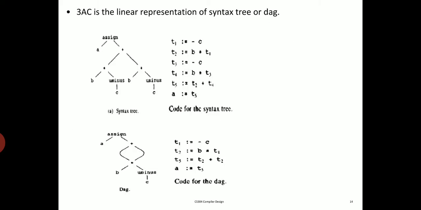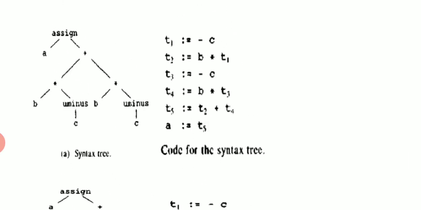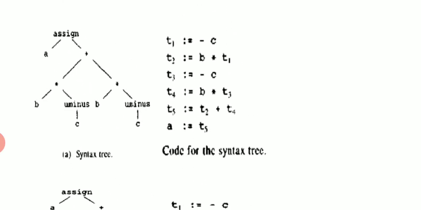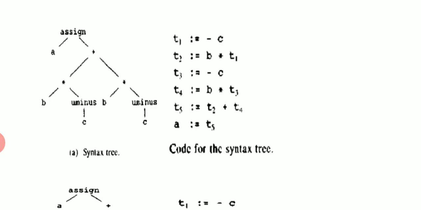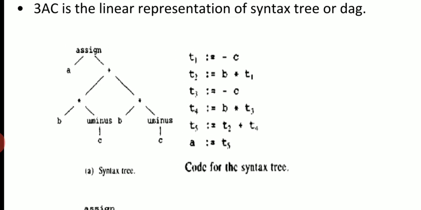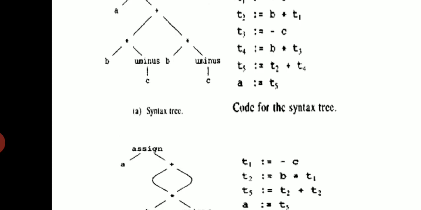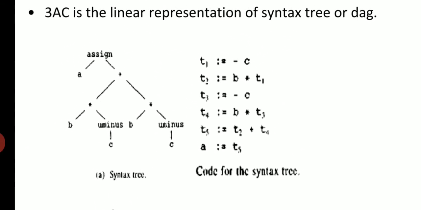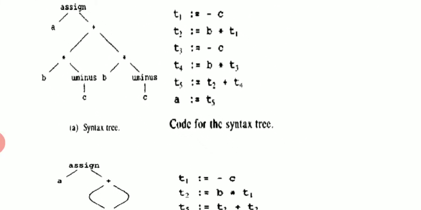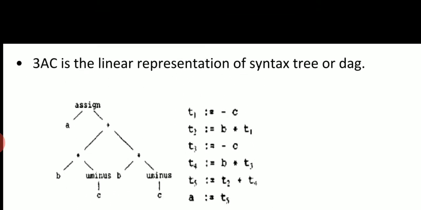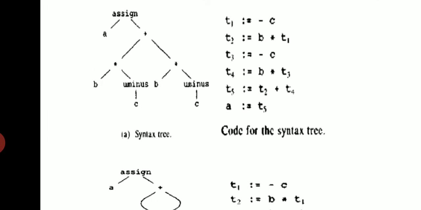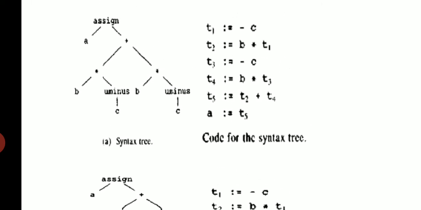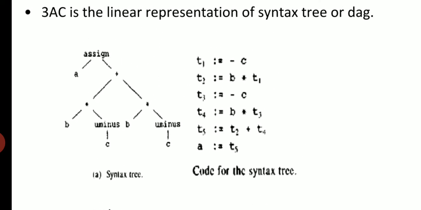So we can see an example of a 3 address code representation of the syntax tree or DAG. When we examine the syntax tree, the previously constructed A is equal to B star minus C plus B star minus C, this is the syntax tree representation, and we know its corresponding 3 address code. In the case of the expression A equal to B star minus C plus B star minus C, unary minus C is to be computed first. That is why T1 is equal to minus C.